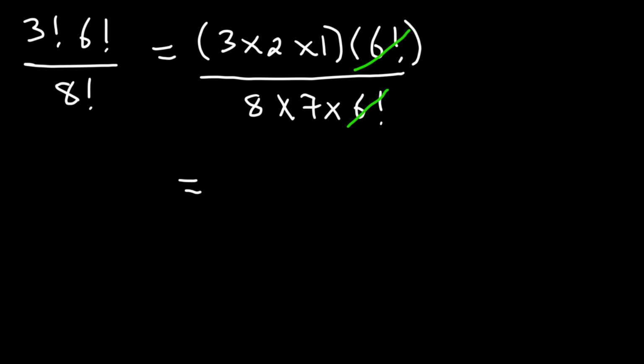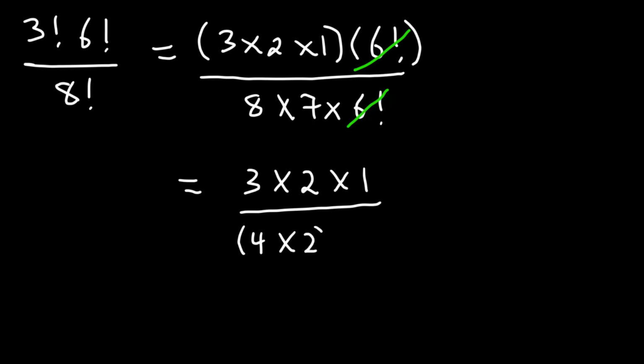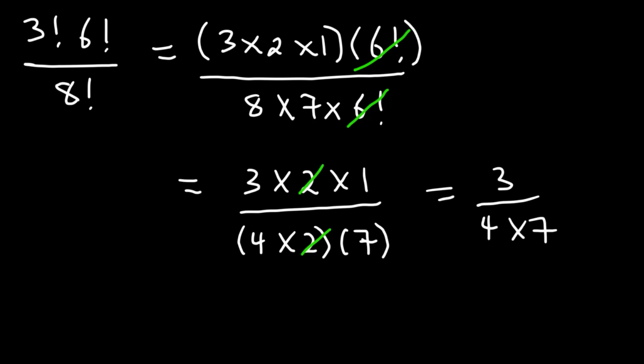And so we shall have 3 times 2 times 1, and this will be divided by, now 8 can be written as 4 times 2, and then times 7. This 2 will cancel with that, and this will give us 3 divided by 4 times 7, and this will be equal to 3 divided by 28.